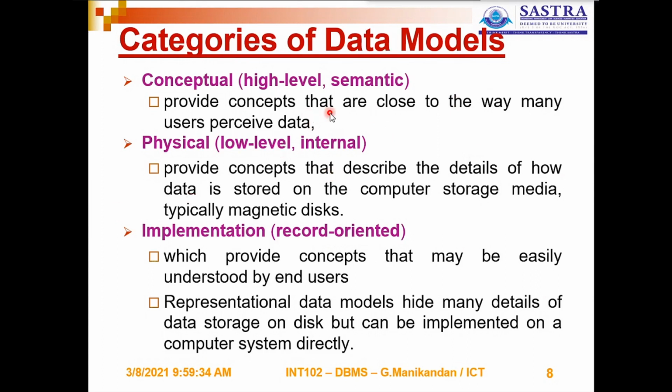Internal. Internal means it is related to your data storage. So it is going to use some concept to describe the information related to the data storage. What is the record format you are going to use, how it is stored in your secondary storage device, that is maybe your disk or your magnetic tape.